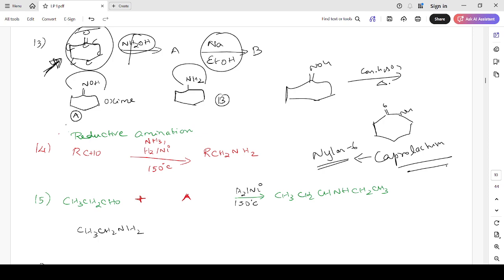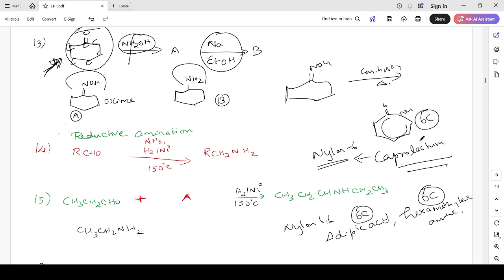Ma'am, then what does a nylon 6,6 look like, ma'am? Nylon 6,6 is made with adipic acid and hexamethylenediamine. The 6,6 tells you about the number of carbons present here. Adipic acid also has 6 carbons. Hexamethylenediamine is also having 6 carbons. Here I am having just 6 carbons, only one monomer for me. It is a homopolymer. This is a heteropolymer.